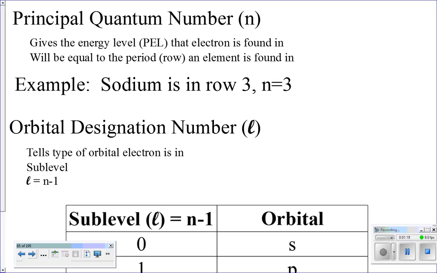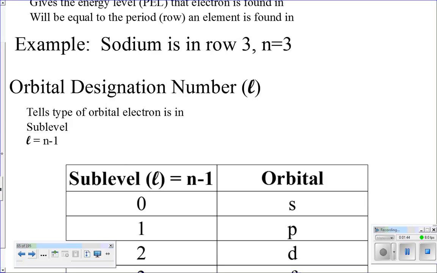The principal quantum number is exactly what we talked about in the Bohr model. It just tells you the PEL. So if you're talking about the second PEL, which holds 8 electrons, that's N equals 2, for example. Sodium is on row 3 of the periodic table, so its highest principal energy level is the third energy level. That's N equals 3.